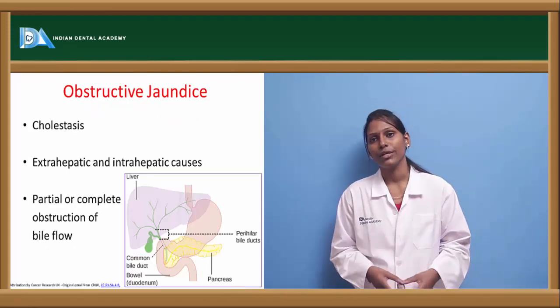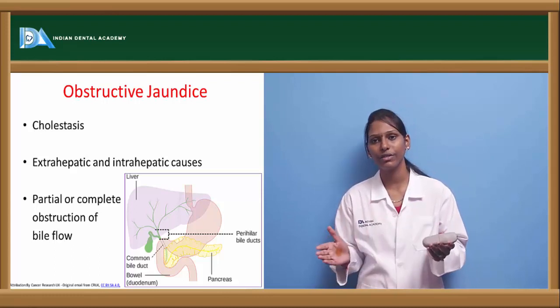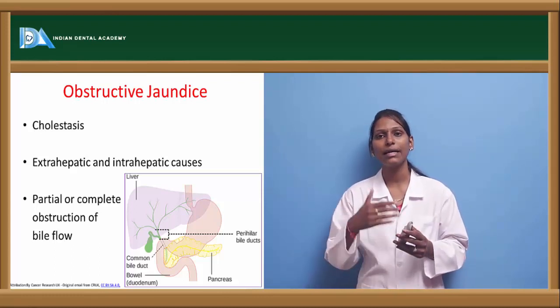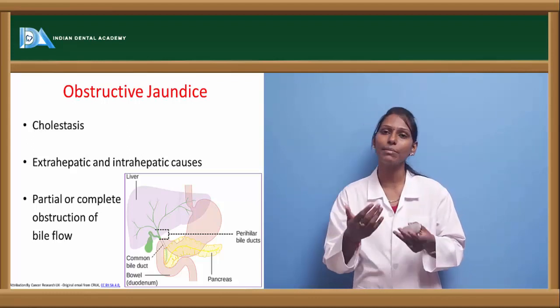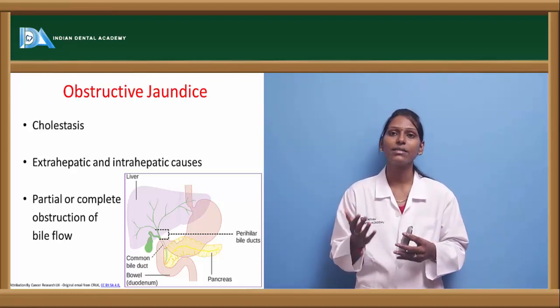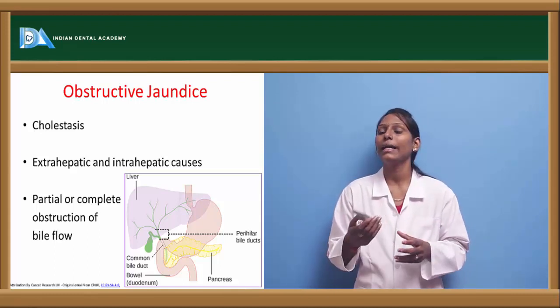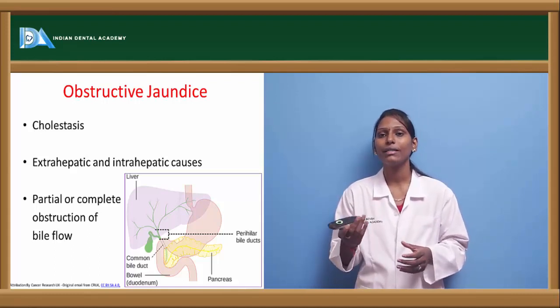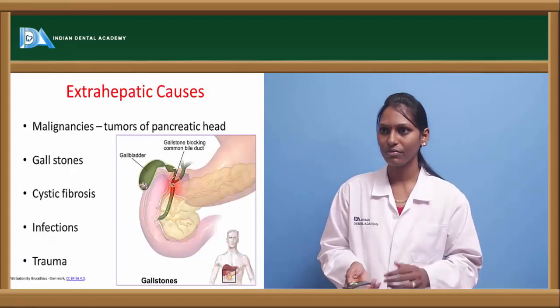Coming to obstructive jaundice. As the name itself indicates, there is some obstruction to the flow of bilirubin, that is either obstruction within the liver or obstruction outside the liver. Hence the reasons can be either intrahepatic or extrahepatic, and it can be because of partial or complete obstruction of the bile flow.